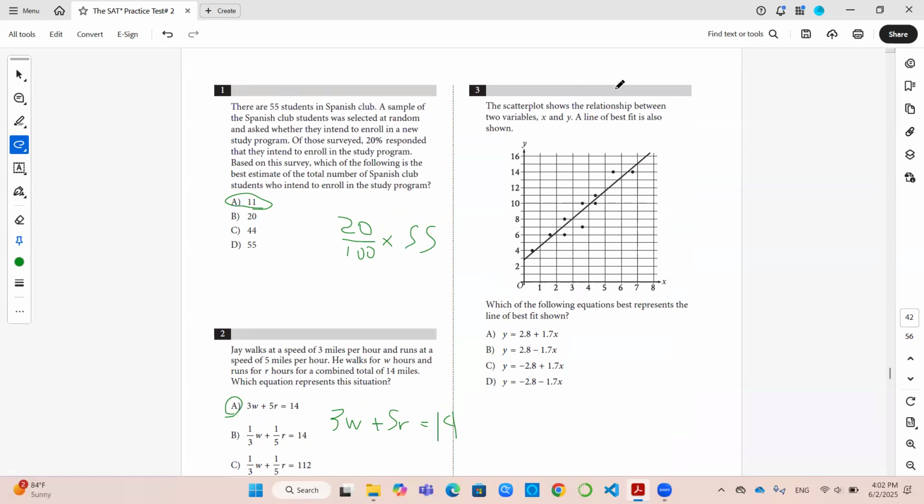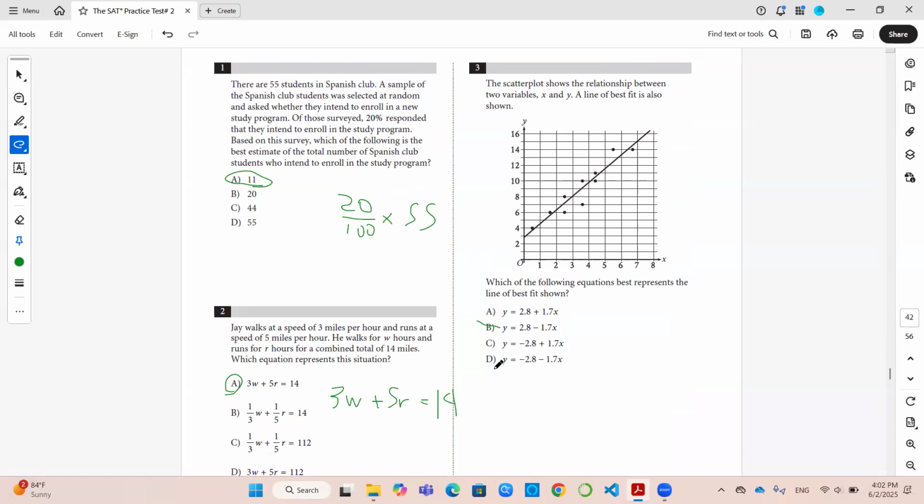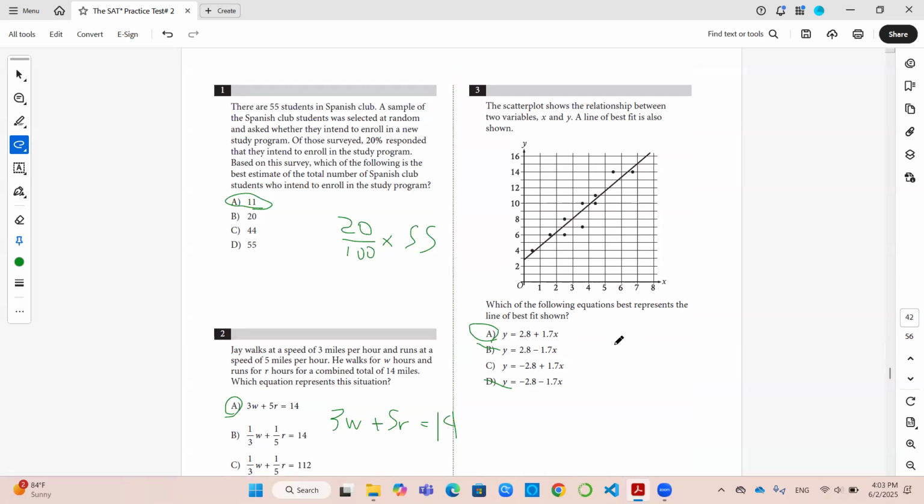The scatter plot shows a relationship between two variables x and y. A line of best fit is also shown. Which of the following equations best represents the line of best fit shown? So this is a positive increasing linear line of best fit. So B and D are immediately eliminated because they have negative slope. And my y-intercept is a positive value. So if I put x is equal to 0, I need to spit out a positive value. So A is the correct answer.